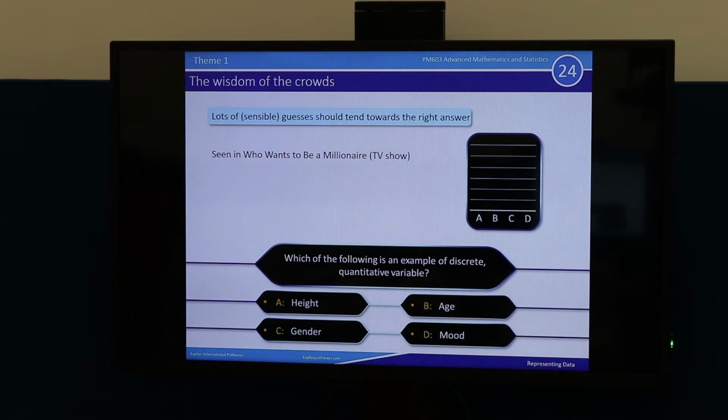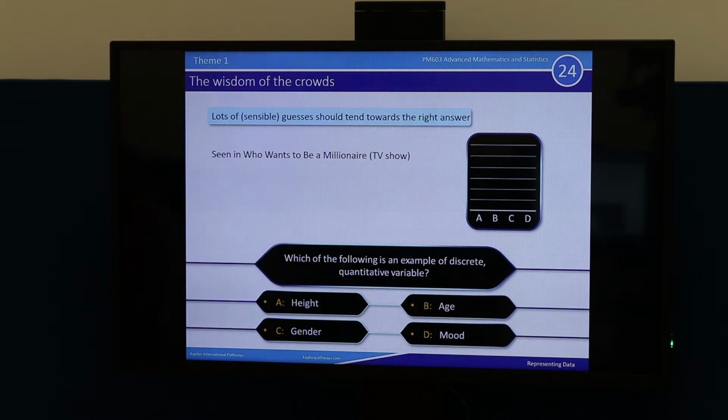But let's suppose we had no idea. Well, what you can do is employ one of your lifelines. So on this TV game show, you can employ one of your lifelines. And the lifeline is ask the audience. Now, there's about 100 people sitting in the audience, and effectively, they're asked to vote as well. And they say, okay, what do they think?